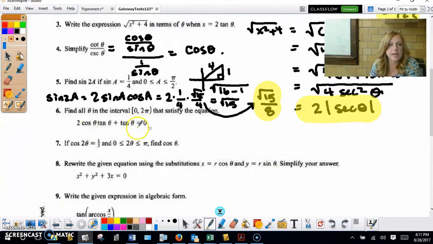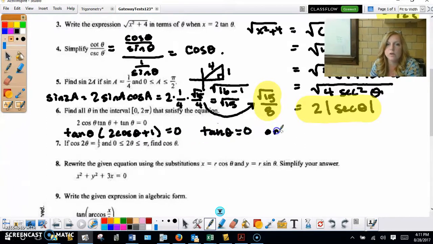All right, taking a look at the solving, factoring problem. Notice you have a GCF of tangent of theta here, so I would factor out tangent of theta: tangent theta times (2 cosine theta plus 1) equals 0. So we have two equations because we have two factors: either tangent of theta equals 0, or 2 cosine theta plus 1 equals 0, so cosine theta equals negative 1/2.